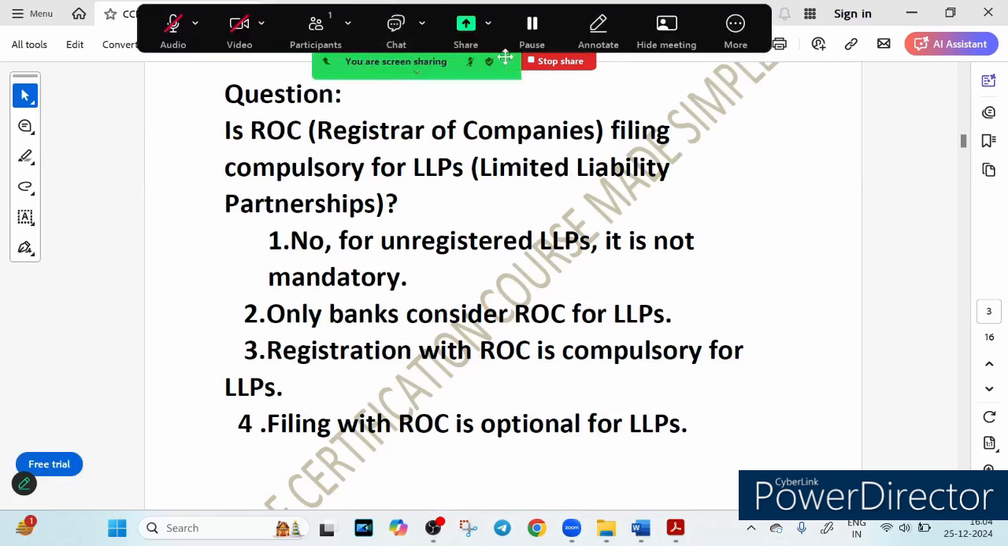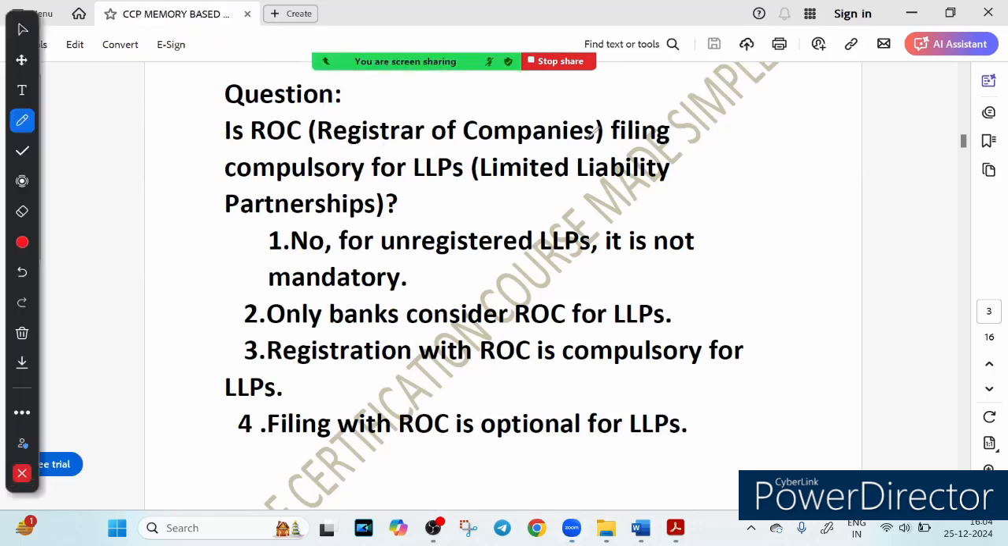Do you know what ROC is? ROC is Registrar of Companies. Is ROC filing compulsory for LLP, that is Limited Liability Partnership? The question is whether every partnership has to be registered with ROC, whether it is compulsory for LLP also or not. Let's see the options.